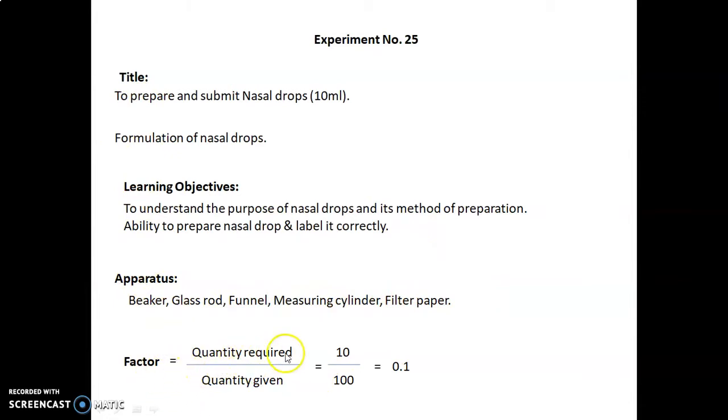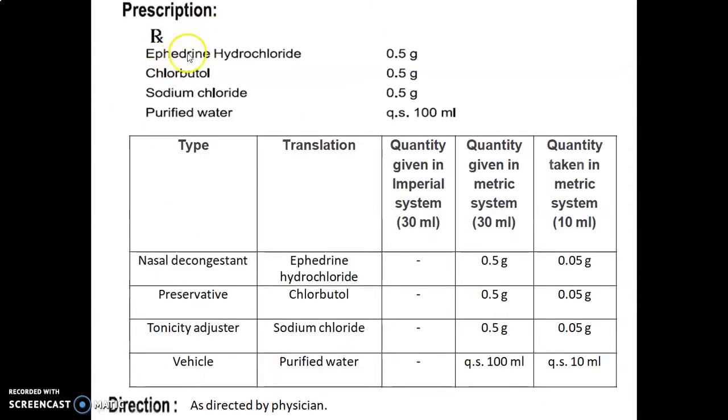Factor is calculated as quantity required upon quantity given, that is 10 upon 100, equal to 0.1. The prescription is given over here. Let's discuss the formulation table. Type, that is the use of the ingredient. Translation means the name of the ingredient. Quantity given in the imperial system for 30 ml, quantity given in the metric system for 30 ml, and quantity taken in the metric system for 10 ml.